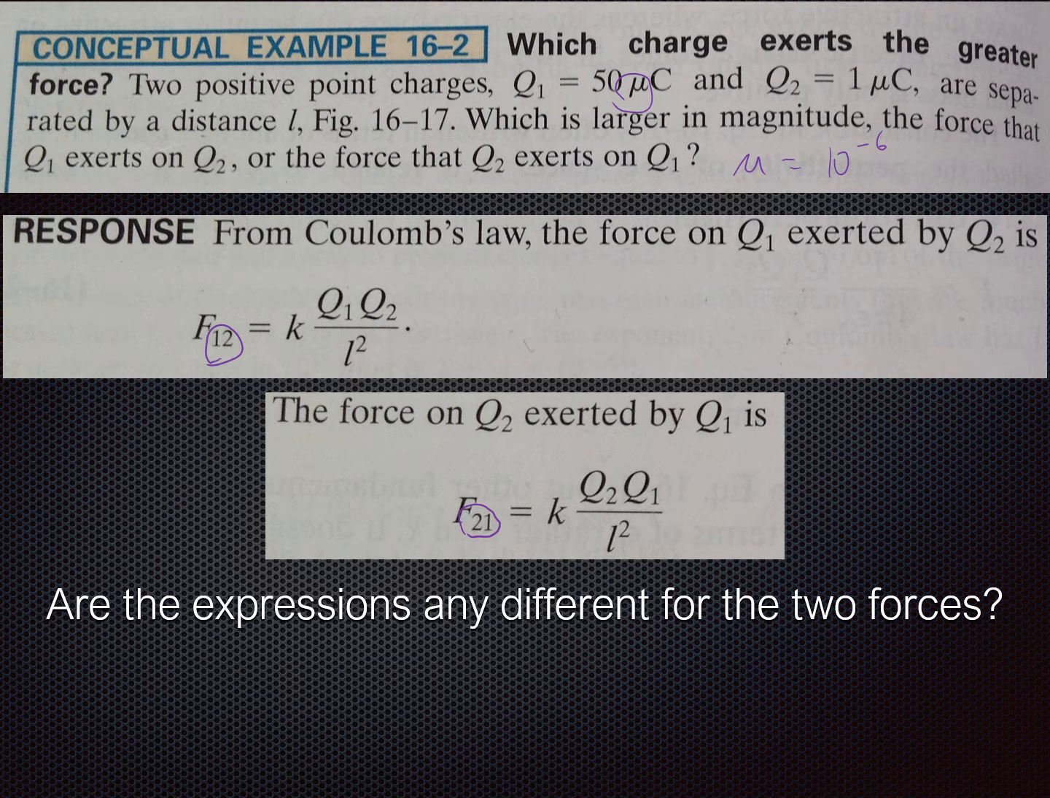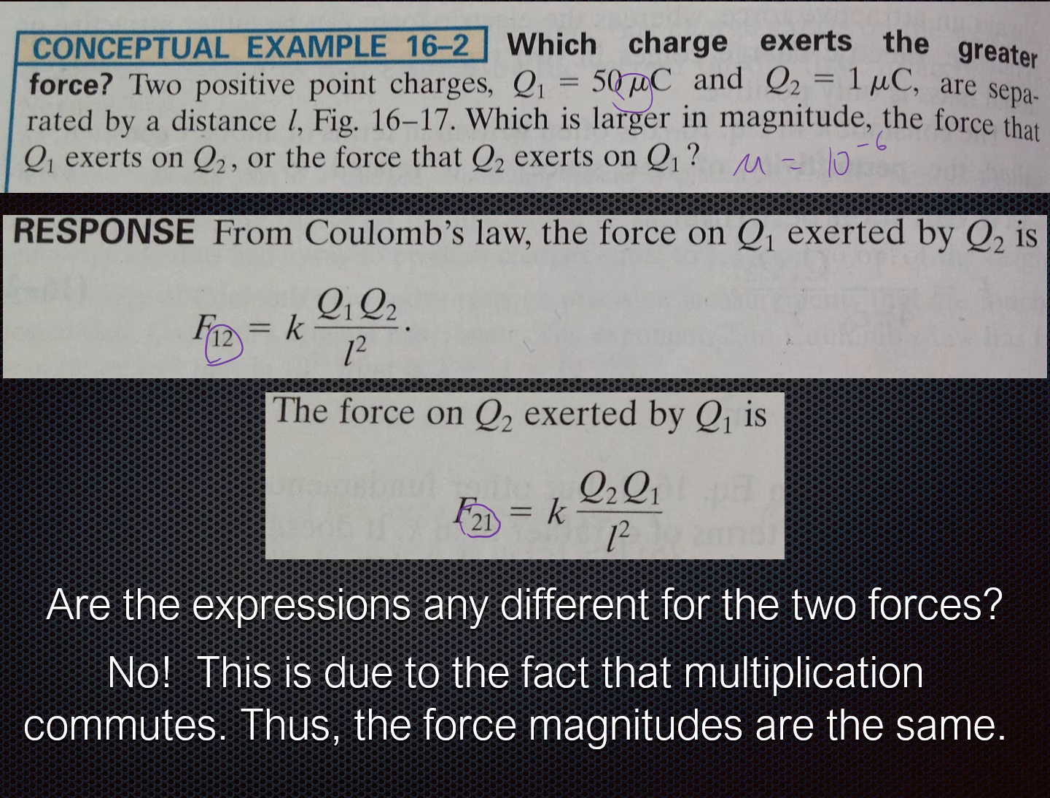Now, are they different? They look different, but of course, a property of mathematics says that multiplication commutes. That's just a really fancy way of saying that you can rearrange the order of these two things because they're multiplied together. It's like saying 1 times 2 is the same as 2 times 1. It doesn't really matter what order you multiply them in, it's going to be the same. So Q1 times Q2 is equal to Q2 times Q1. This is just showing you that the force that each charge feels is exactly the same.